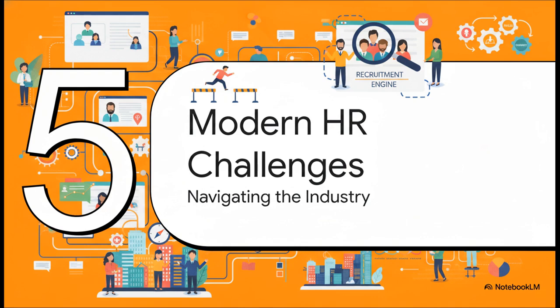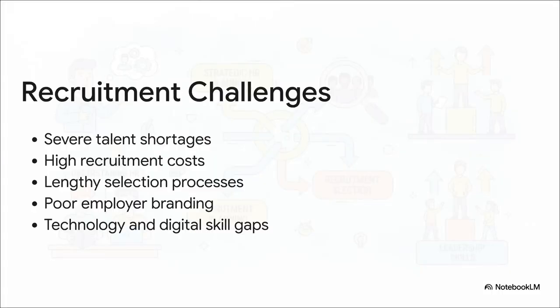Which brings us to our final part, Section 5, overcoming modern HR challenges. Let's be real, finding the right talent today isn't just about posting a job ad. It is a full-on strategic battle. You're constantly fighting against severe talent shortages. Think about IT companies battling over a tiny pool of qualified AI engineers. You're also battling incredibly high recruitment costs. And you're battling the clock, because if your selection process takes too long, top-tier candidates will literally just drop out and go join your competitors. On top of all that, if your company has poor employer branding or a bunch of negative online reviews, talented people simply won't even bother applying.